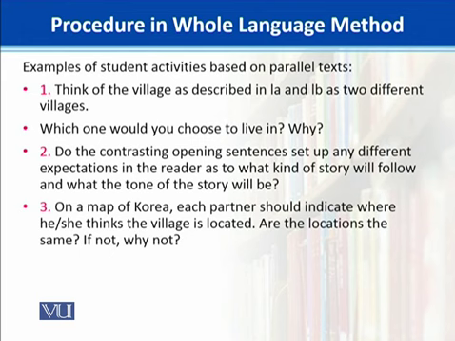And the third possibility is, on a map of Korea, they can be asked to, each partner should indicate where he or she thinks the village is located. Are the locations the same? If not, why not? So again, this would generate a kind of debate.